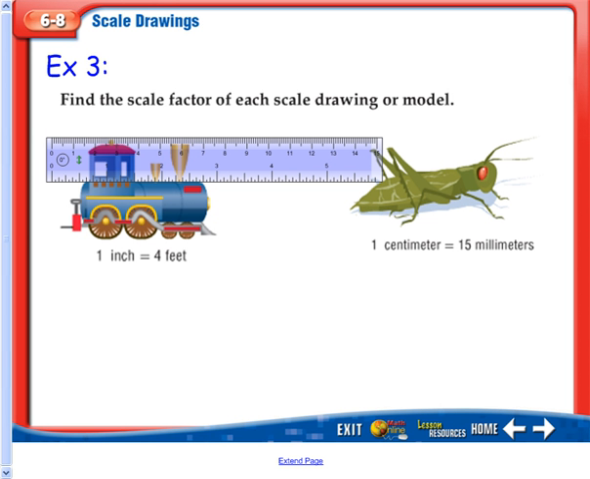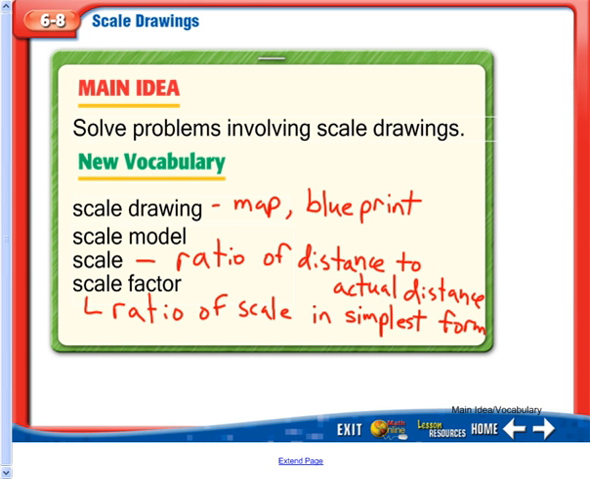On to our next one, our scale drawings. We're trying to find the scale factor of each scale drawing or model. Now if we go back to our first page, we're going to remember that scale factor is the ratio of the scale in simplest form.